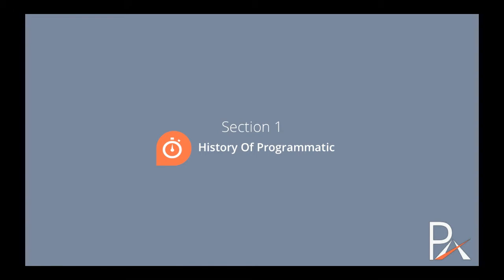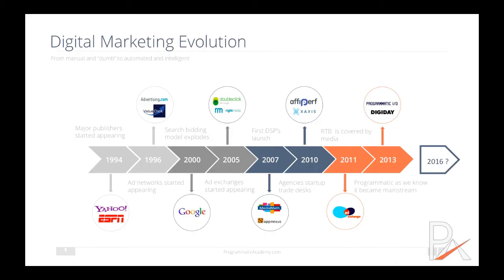We're going to be discussing Section 1, the history of programmatic. In the beginning, the process was very manual and a type of dumb buying. We went from that to automated and intelligent.